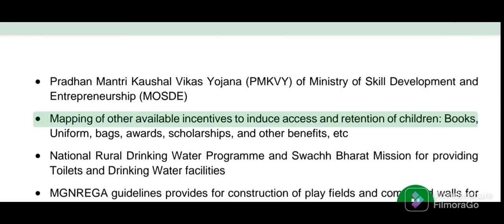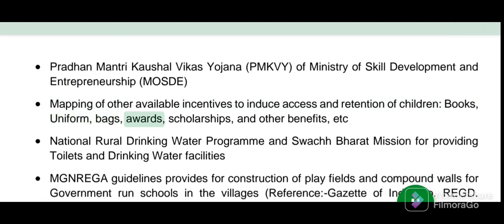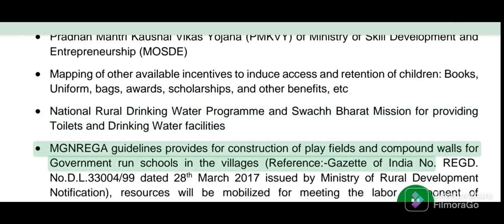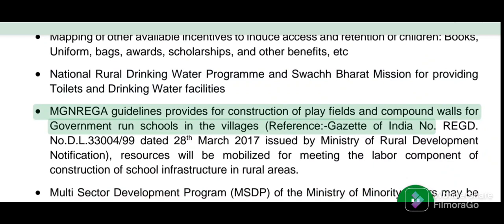Mapping of other available incentives to induce access and retention of children: books, uniform, bags, awards, scholarships, and other benefits, etc. National Rural Drinking Water Program and Swachh Bharat Mission for providing toilets and drinking water facilities. MGNREGA guidelines provide for construction of playfields and compound walls for government-run schools in the villages.